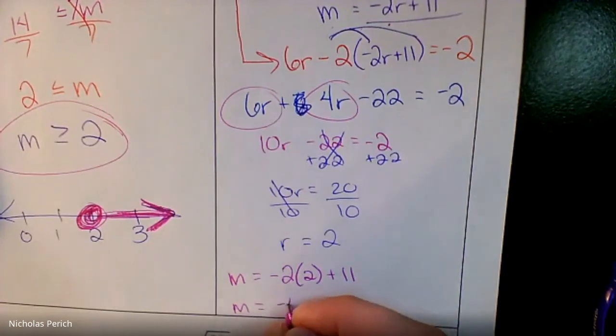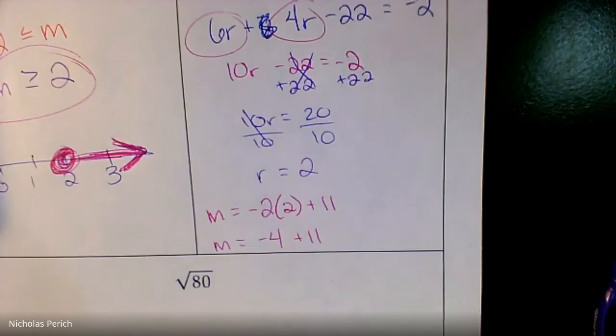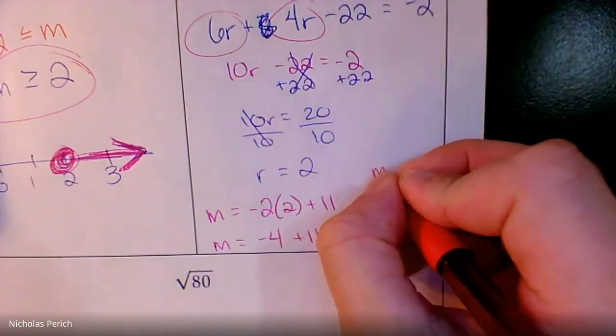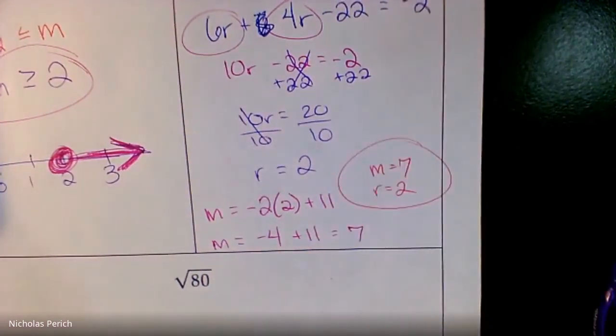Negative 2 times negative 2 is negative 4. Negative 4 plus 11 is 7. So I'm going to put 7. Now, this isn't an X and a Y, so you could write it out as an ordered pair, although I don't like it. So I'll just put M is 7, R is 2. If you were to write this out as 7, 2, technically, since that's alphabetical order, that would be fine. But I don't like doing that unless it's specifically an X and a Y.